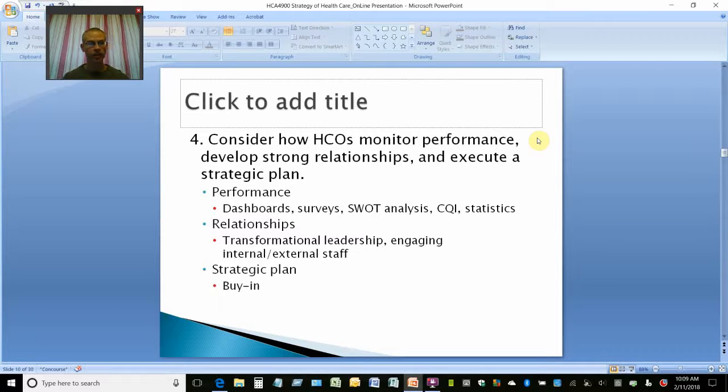Number 4 is consider how the HCO monitors performance, develops relationships, executes strategic plan. There's a variety of commercial software out there, dashboards, different surveys, statistics, CQI, all absolutely fantastic ways of being able to monitor progress from clinical patient satisfaction. And then a periodic SWOT analysis is optimal as well. Relationships, transformational leadership, engaging internal and external staff, ways of building and establishing relationships, cultivating relationships, and to execute a strategic plan, you need buy-in from the workforce and everyone involved in the organization.